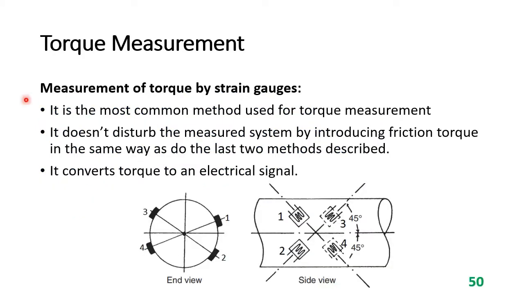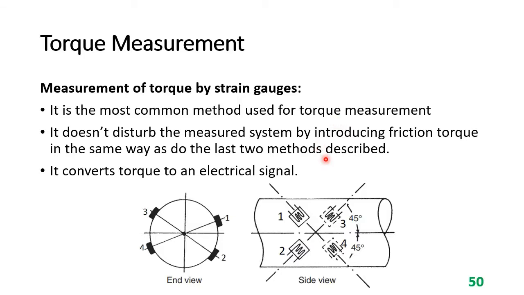Next method is measurement of torque by strain gauges. It is the most common method used for the measurement of torque. The previous two methods cannot be used for the measurement of torque in a rotating shaft, and in those methods, torque was not converted into an electrical signal. But with strain gauges, we can find the torque on a rotating shaft, and that torque will be converted into an electrical signal.